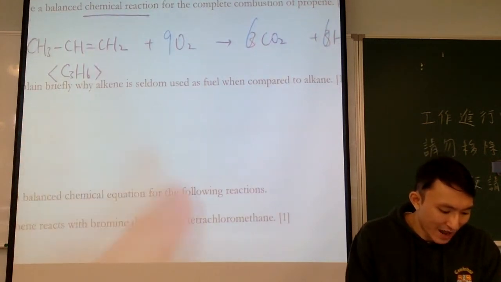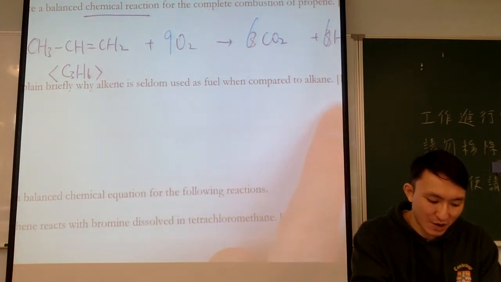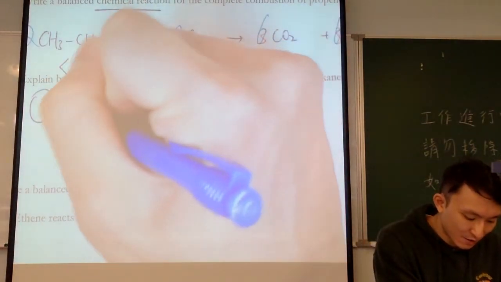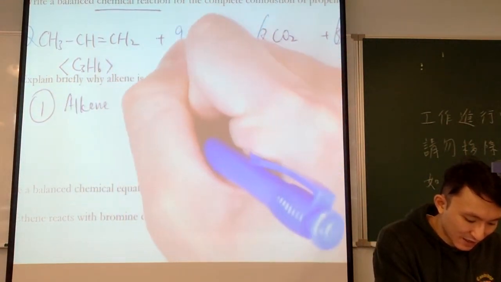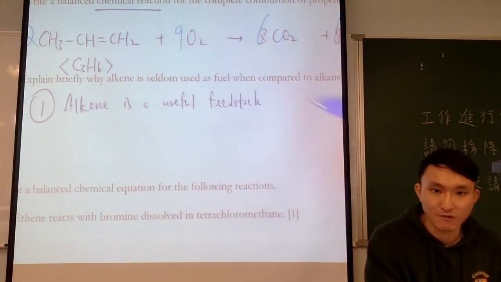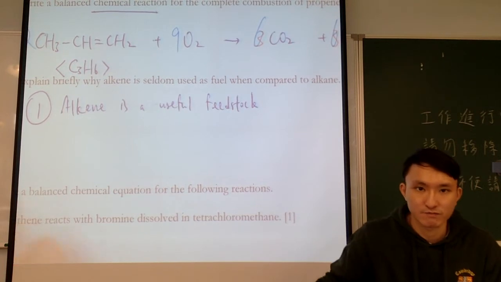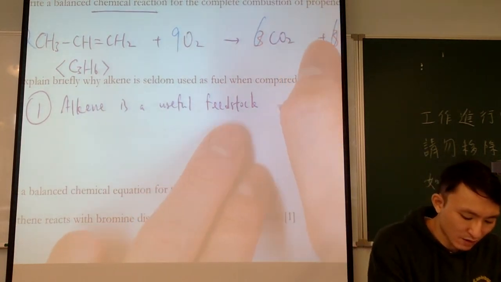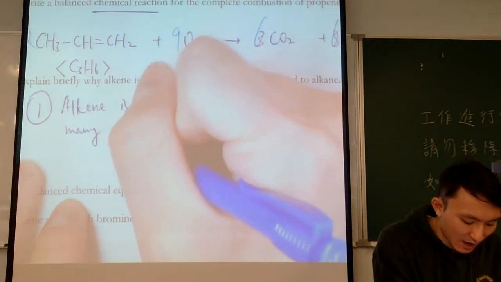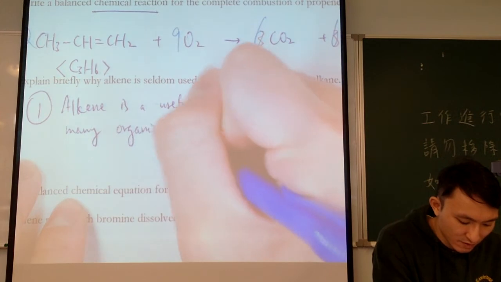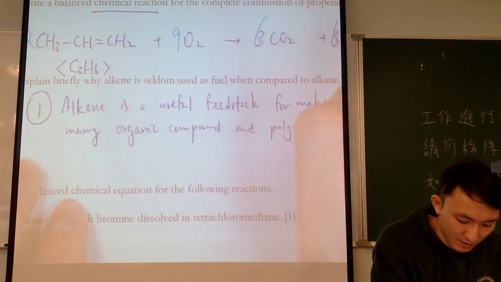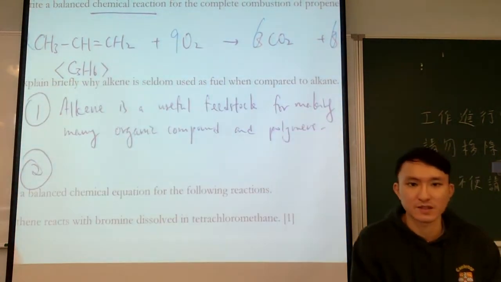Right, B. Why alkene is seldom used as fuel when compared to alkane. So I did talk about that. The first reason is because alkene is useful feedstock. Feedstock means the reagent for industrial production. Useful feedstock for making many organic compounds and polymers. Okay, this is the first reason.